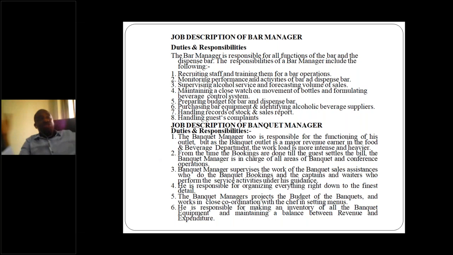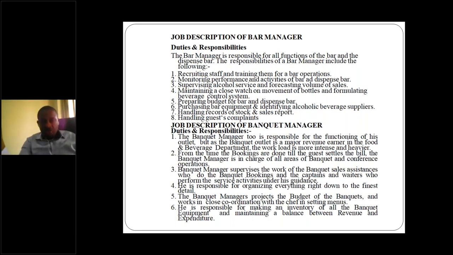The bar is where you have the drinks and cigarettes and other things. They're mainly at the bar. So the bar manager is in charge of that place. He's in charge of how it functions. He's in charge of how things are dispensed. So what are his responsibilities?